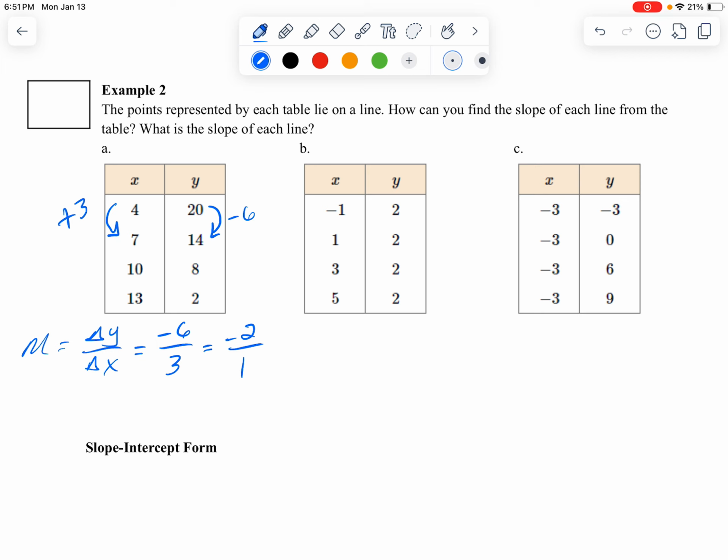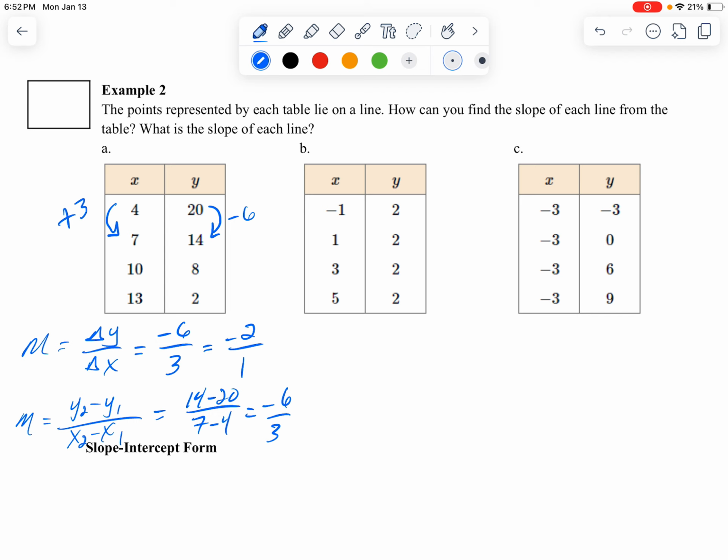Technically, 6 divided by 3 is just 2. I always write slope as a fraction, though, because that helps me remember that it's two parts, right? It's the rise part and the run part. Change in y over change in x. We could also do that same method we were doing before, just using these points. So I would call this x1, y1, x2, y2. So I could do 14 minus 20 over 7 minus 4. And again, same thing. And we could simplify.